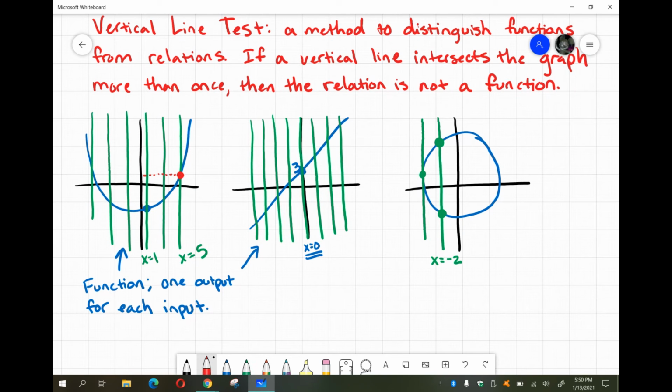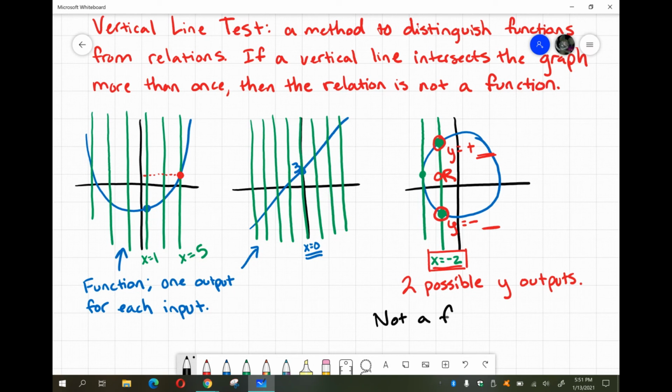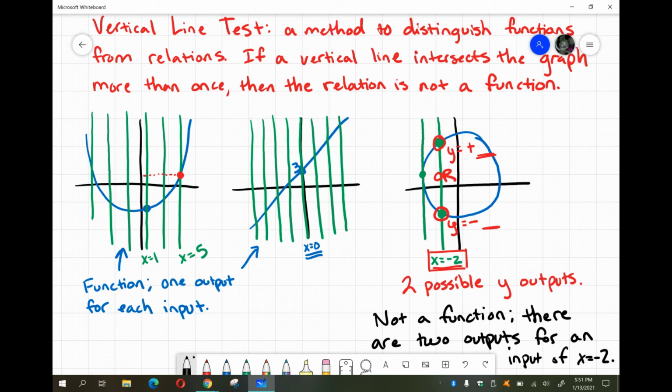In this case, for this x input of, let's just say, -2, at x of -2, we have this positive y value of whatever number, it doesn't really matter, and we also have this negative y value of some number. When we have this x of -2 and we could have this positive y or this negative y answer, that tells us this is not a function. There is not one output for this one input.